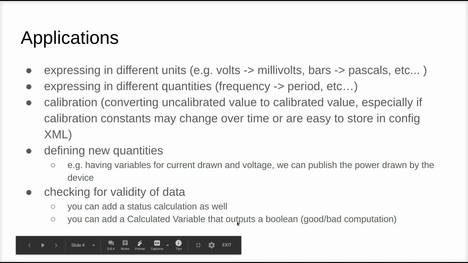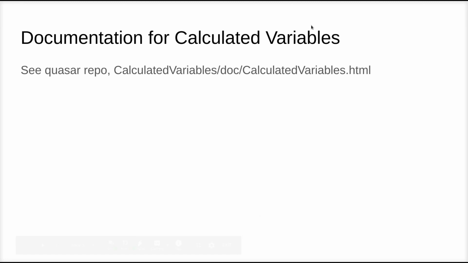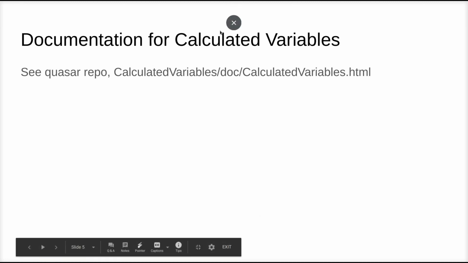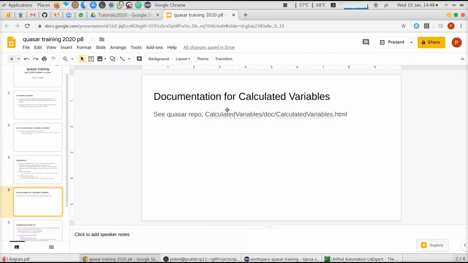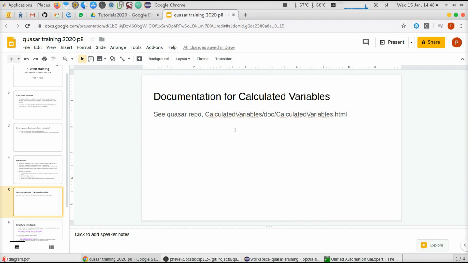So something like good, bad computation for value checks or something like that. And where to find more documentation about calculated variables. Don't hang up yet. I'm not giving you this reference to say it's the last slide. No, we actually will enter a few more interesting topics, but I'm just showing you where to find this.